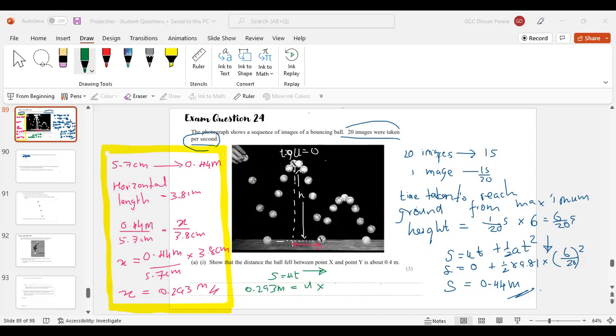So your answer can be between 0.49 meters per second to 0.61 meters per second.